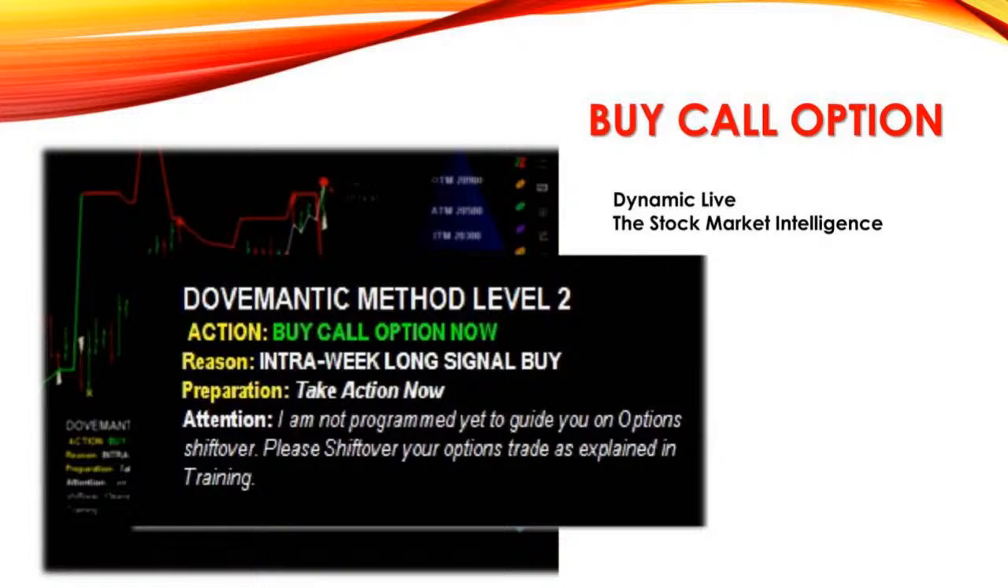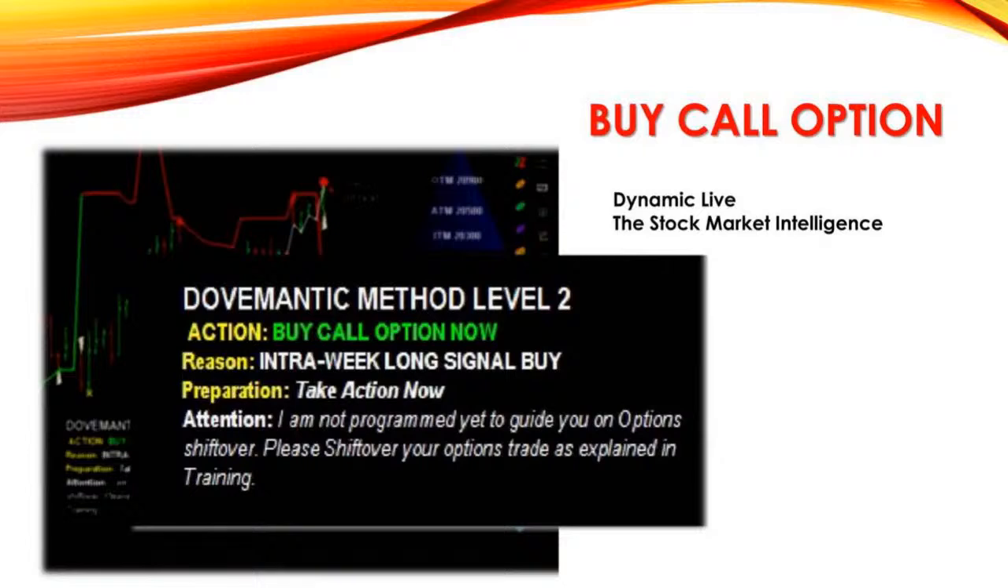Now after it tells you buy call option, later if it feels that the price is about to decrease, then here it will be written as buy put option now. So both in an uptrending market as well as in a downtrending market, you will be able to trade and earn money. And with the help of Dynamic Live Daumantic method, it becomes absolutely easy.